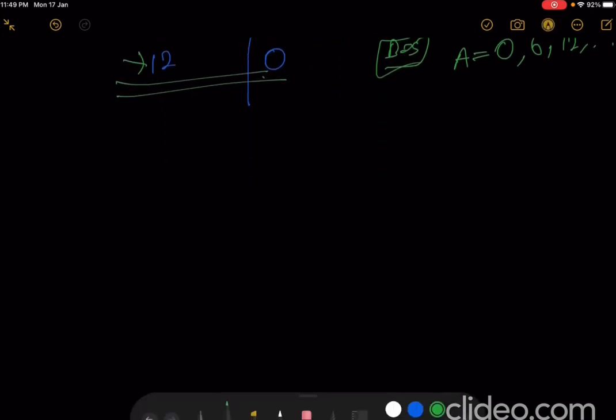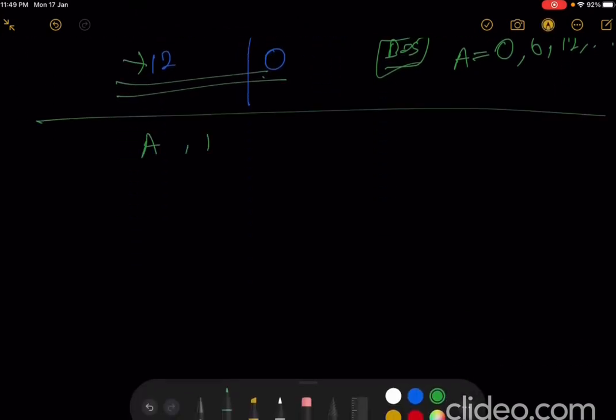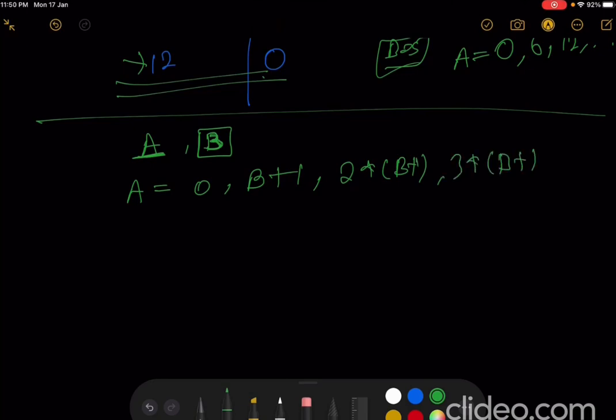Now we know that given a value of a and b, when we fix our b, a would be losing if and only if a is equal to either 0, or b plus 1, or 2 times b plus 1, or 3 times b plus 1, something like that. So you can also say that a should be equal to some multiple of, let's say, k times b plus 1.